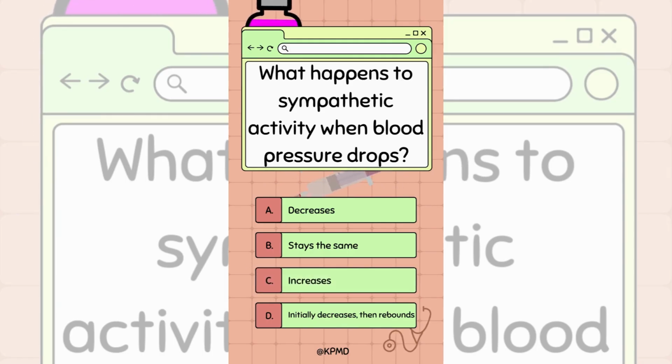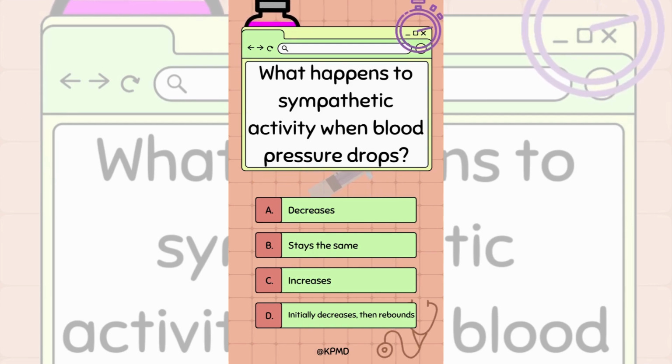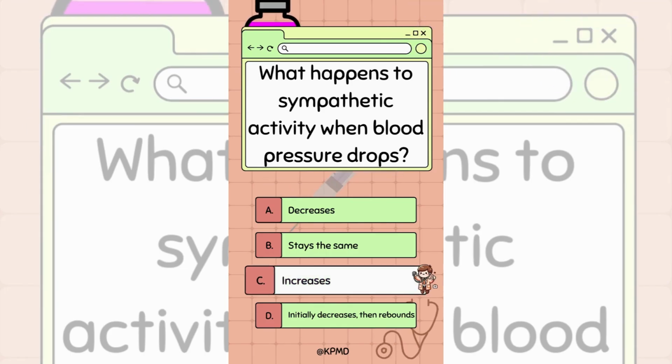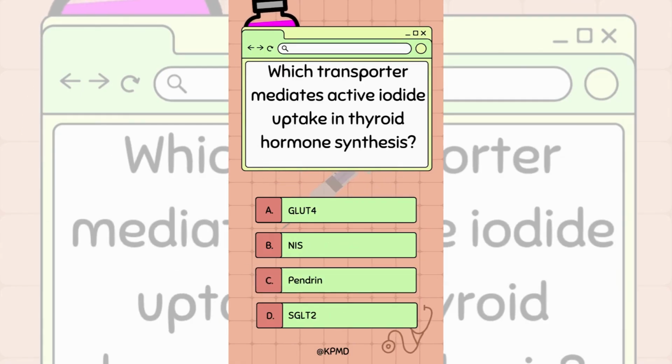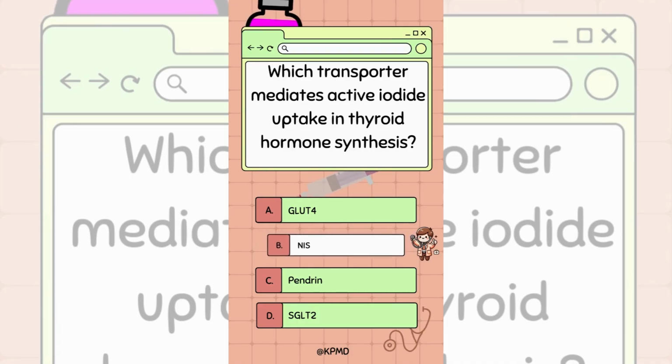Which transporter mediates active iodide uptake in thyroid hormone synthesis? Correct answer is B. NIS.